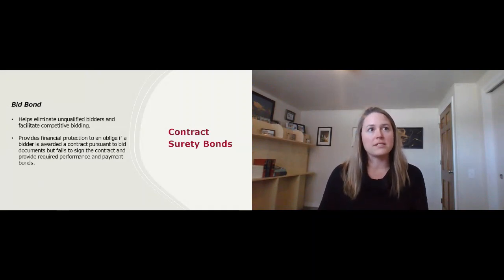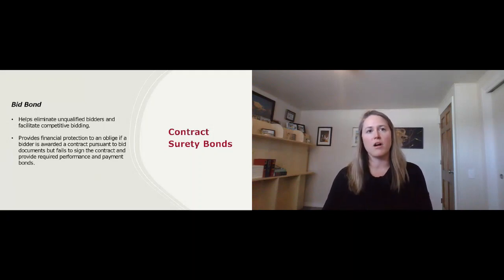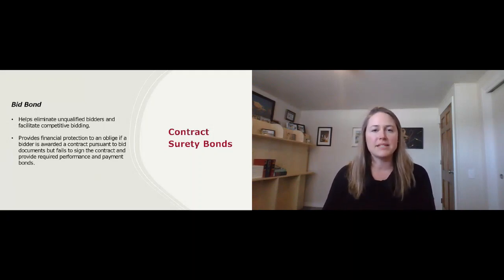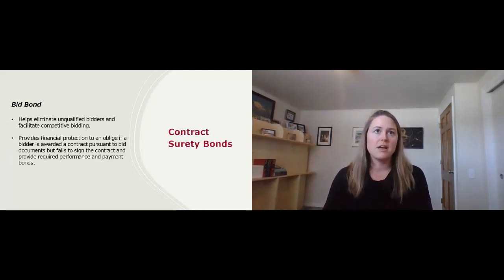Then we have bid bonds. I haven't done a ton of work with bid bonds or seen them come up as much. You have performance and payment bonds come up a little bit more often in litigation because it has to do with people breaching their contracts or not performing under the contract. But bid bonds are a type of bond. It helps eliminate unqualified bidders and facilitate competitive bidding.